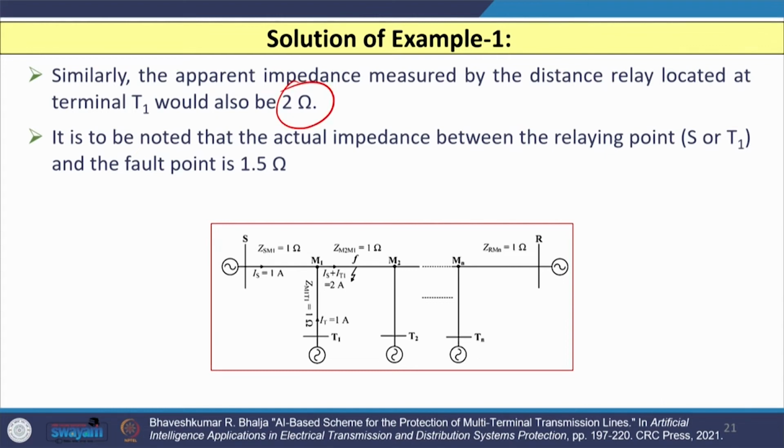Here you can note that the actual impedance between the relaying point S or T1 and the fault point, if I consider the relay here, the actual impedance between this relay and this point is only 1.5 ohm, because this is 1 ohm and this is half, 0.5 ohm. So, the relay has to measure only 1.5 ohm, but it is going to measure 2 ohm because of the remote infeed phenomenon.